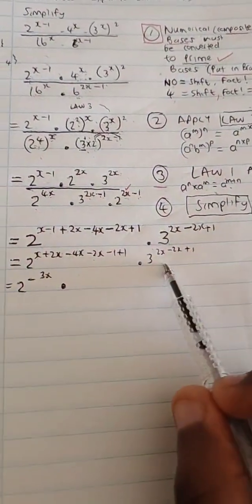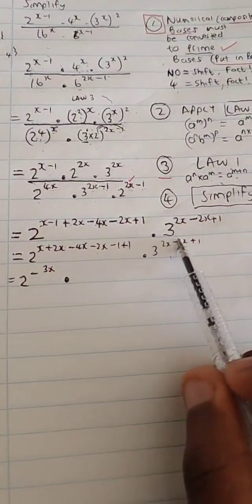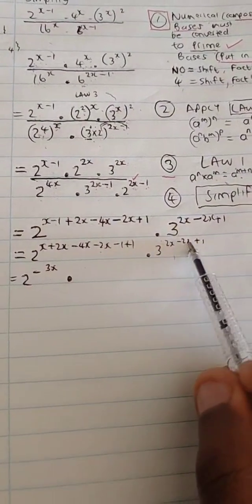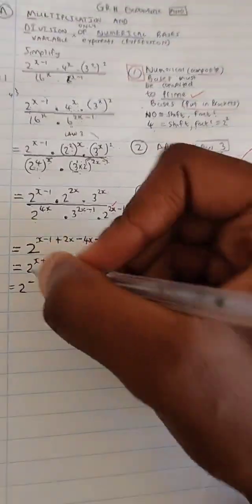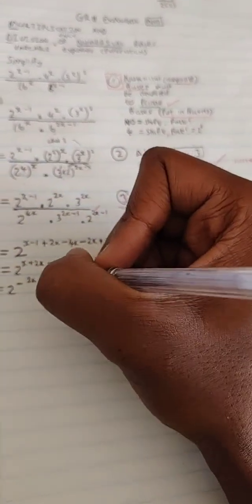Let's go to base 3. 2x minus 2x, that's 0. 0 plus 1, that is going to be 1.